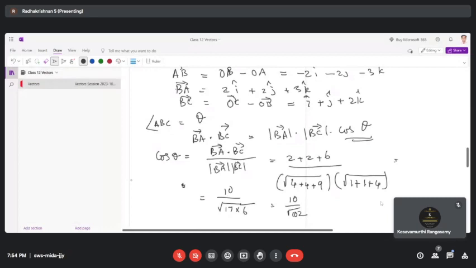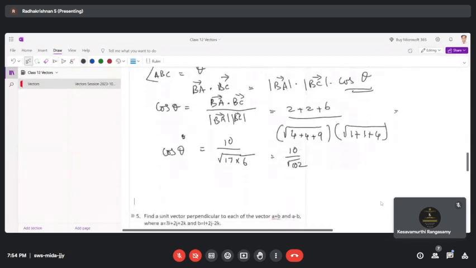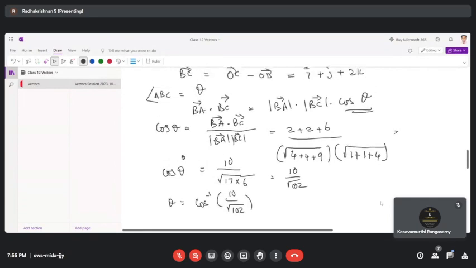So what is theta then? Cos inverse of this. That's all. So if you have a calculator, you can determine it, or we can simply leave it at that. I think all we need to do is theta equal to cos inverse. Okay. So check that. Do you all follow that? Yes, sir.